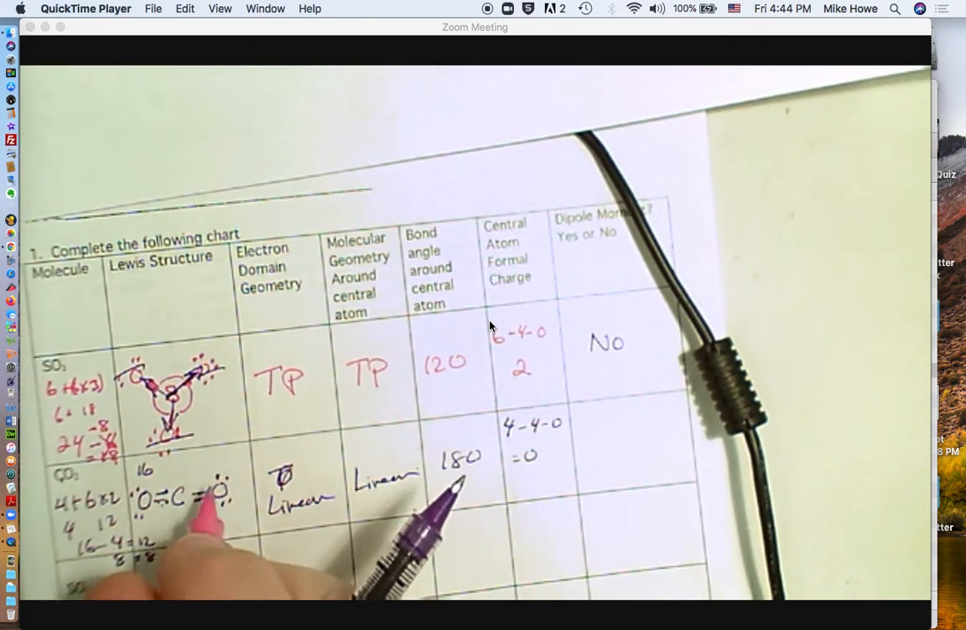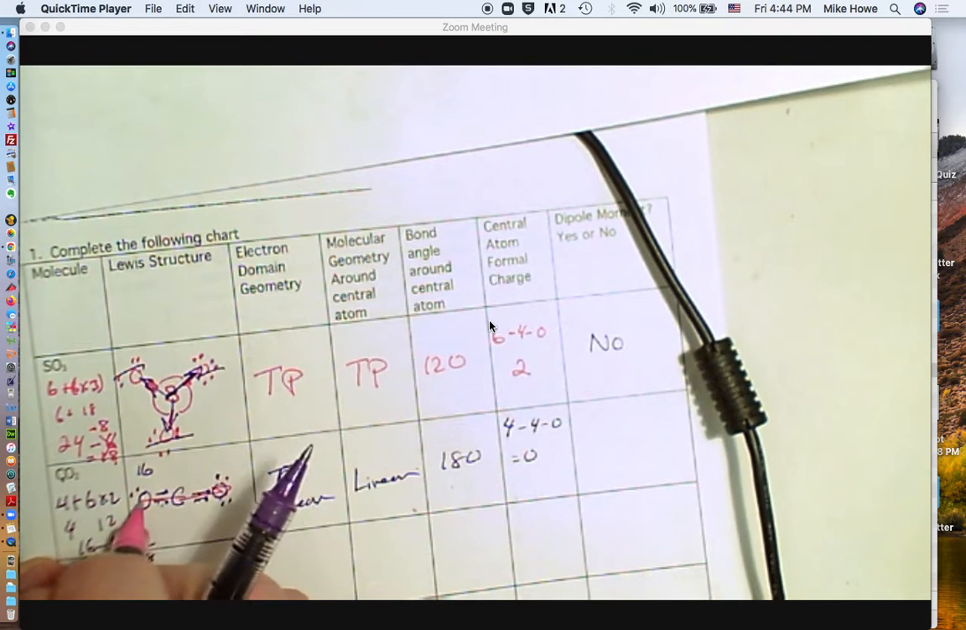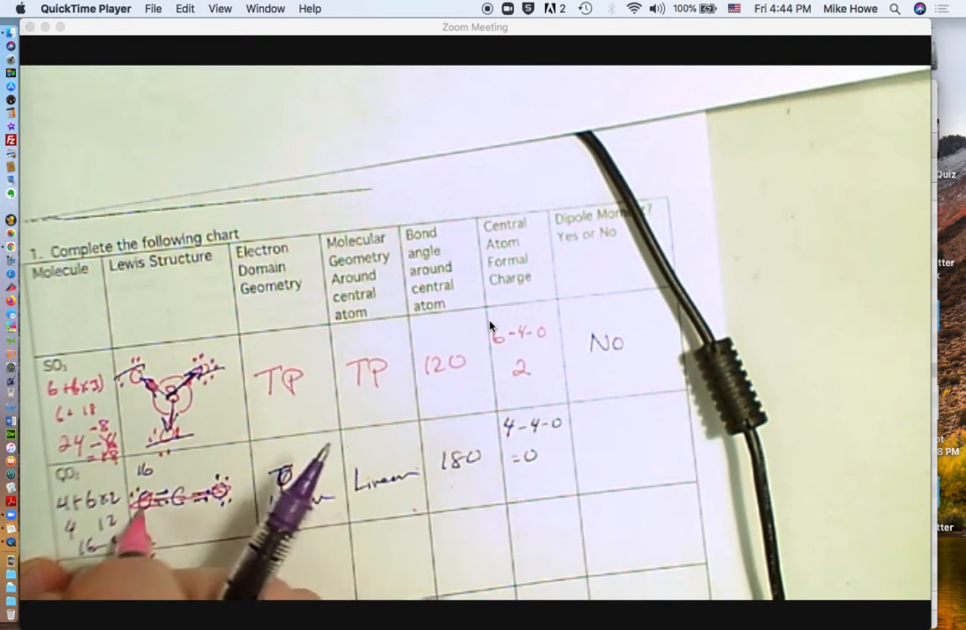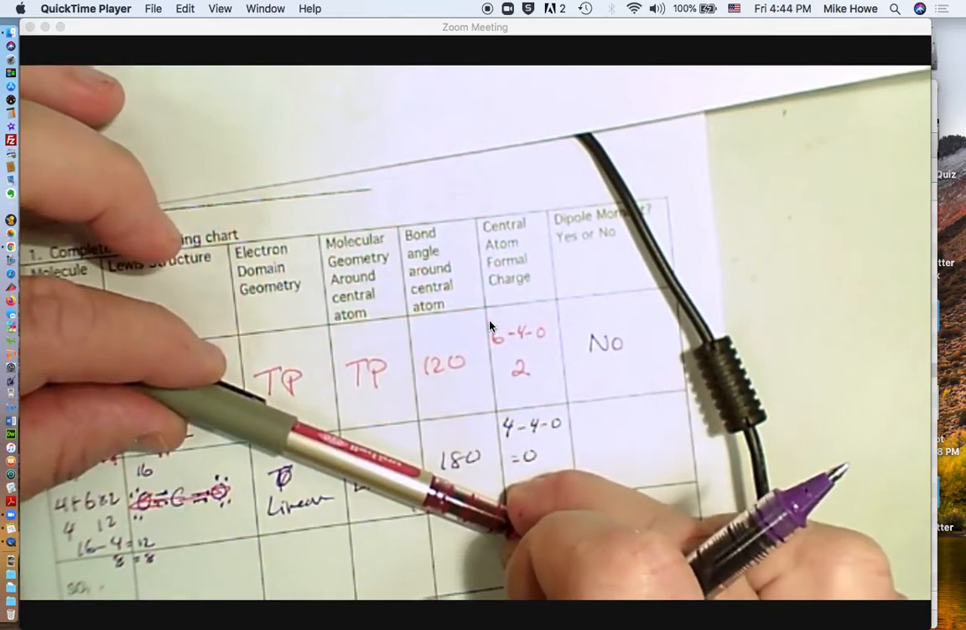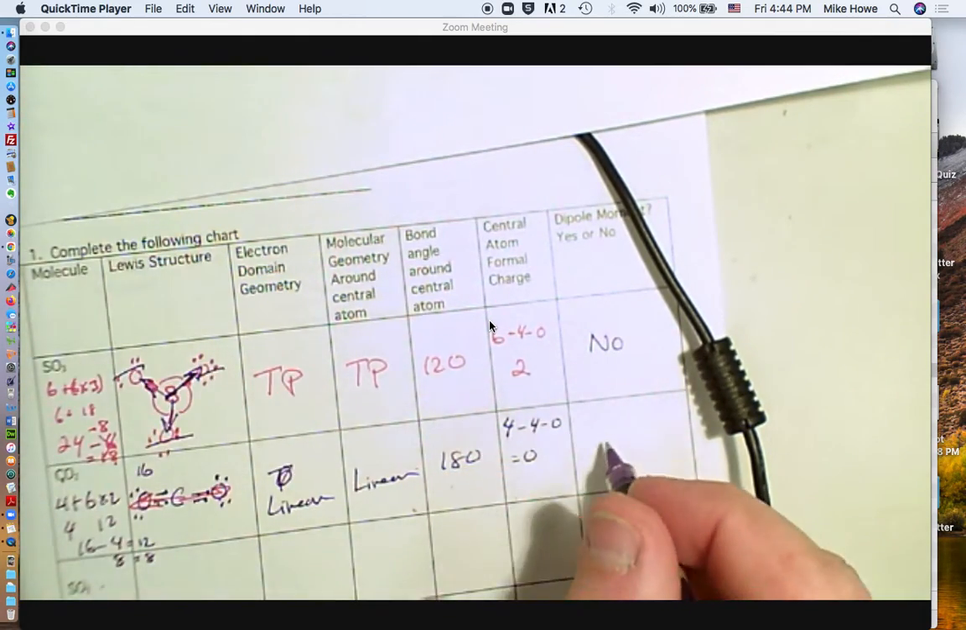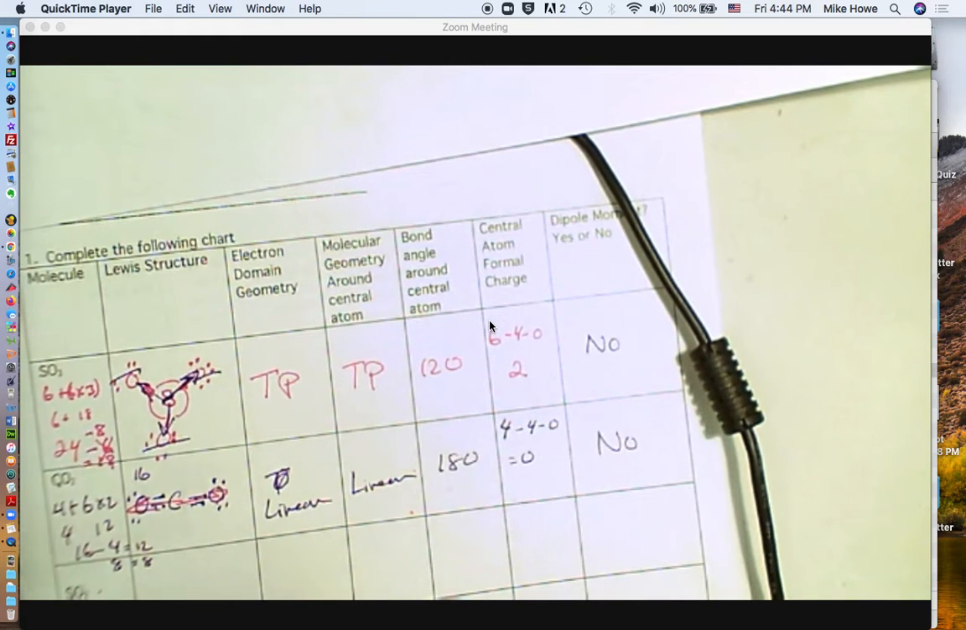Dipole moment. Well, the electrons are going to be pulled out toward the O on both ends. So would these arrows cancel each other? Yes, because they're pulling straight out in that direction, so the center would not move. So the molecule is not polar.